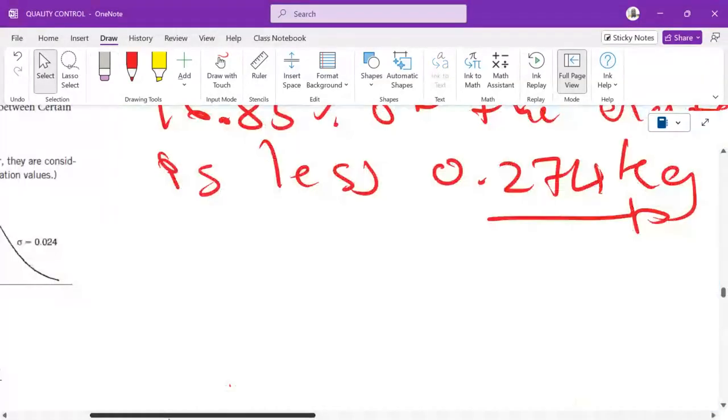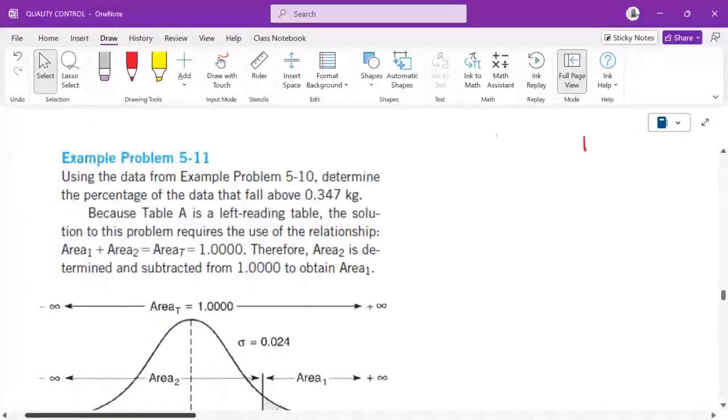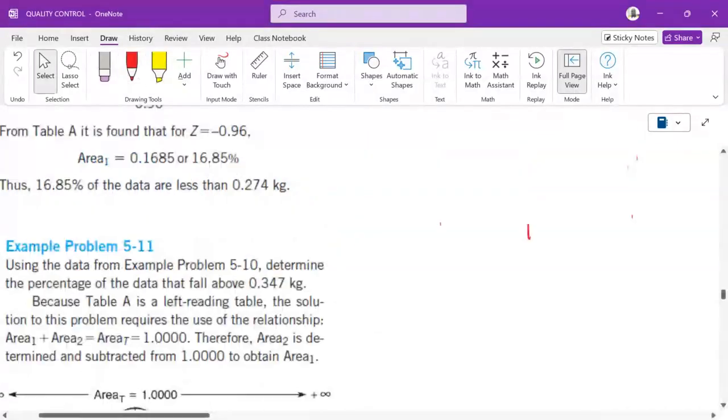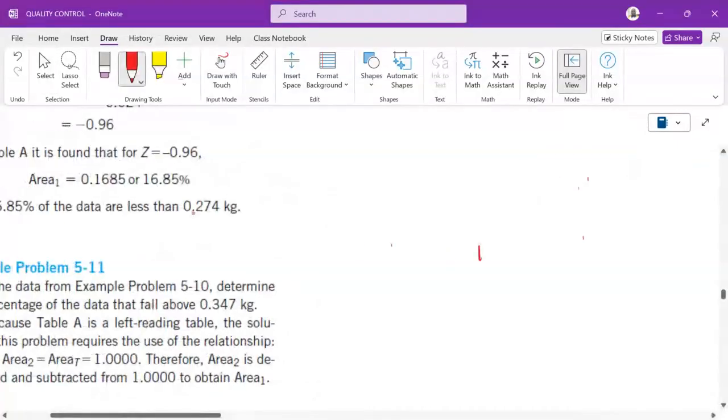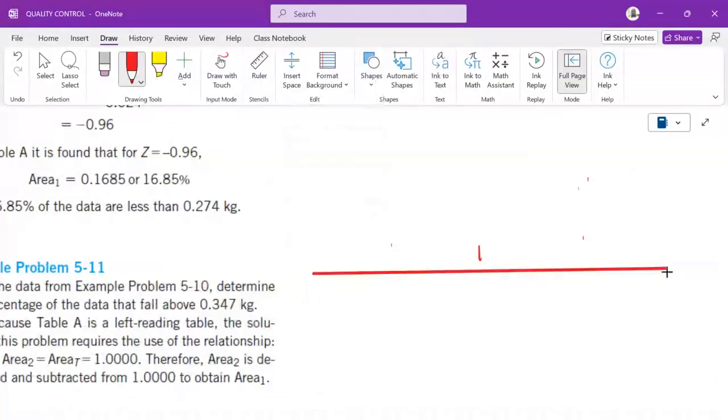Right. Okay. Then I would like to move right along. So here we have, using the data from example 5.10, the percentage of data that falls above. So now they want to know the percentage of data that falls above. So now, before we forget our info that we used, rather we write this. I go here and I make a straight line. All right.